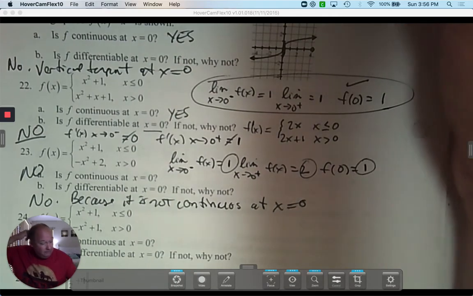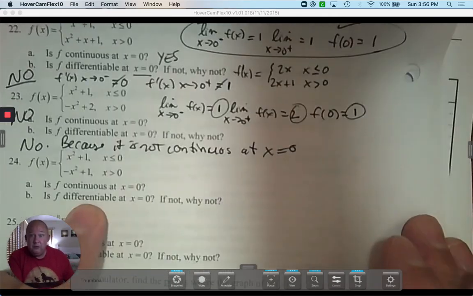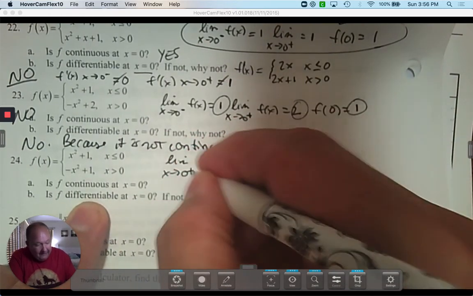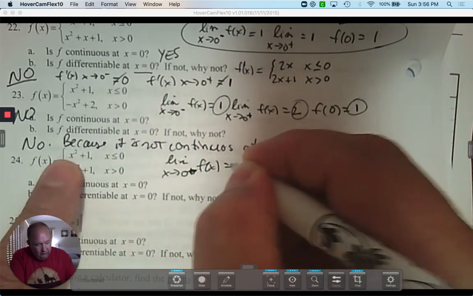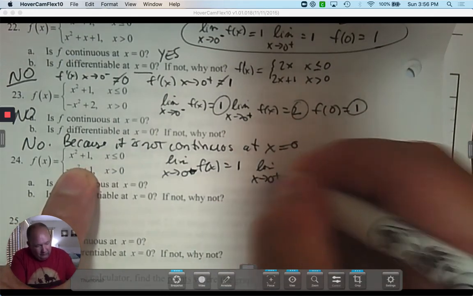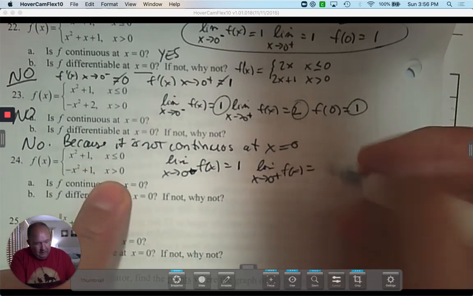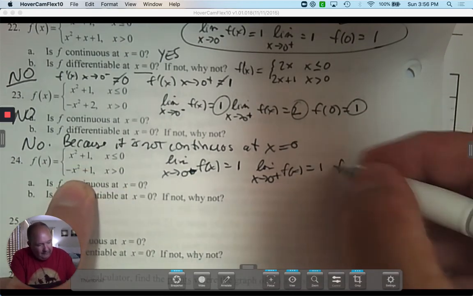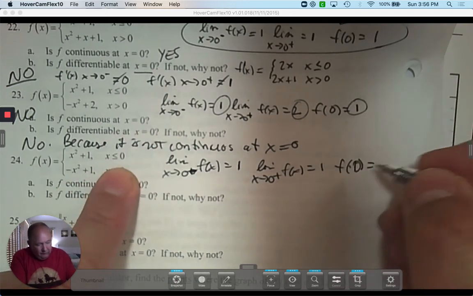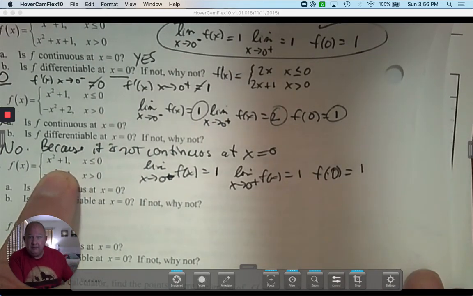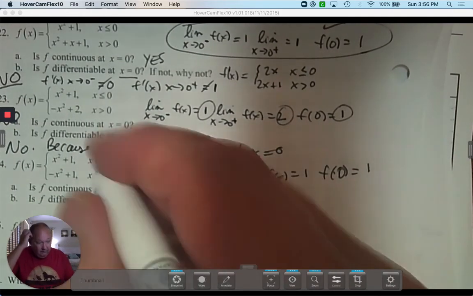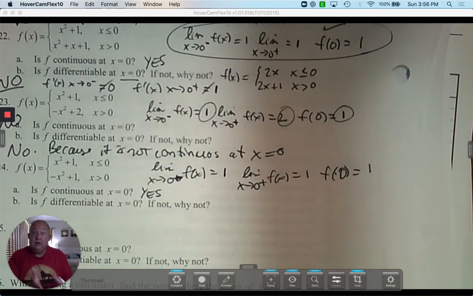Number 24. Is it continuous? What do we do? Set up a limit. The limit as x approaches 0 from the left of f at x. So from the left, the answer is 1. The limit as x approaches 0 from the right. Look at the bottom piece. It's positive 1. And then the function value at 0, that's the top piece, is 1. Do they all three match? The limit from the left, the limit from the right, and the actual function value. So part A, the answer is yes, because they all three match.